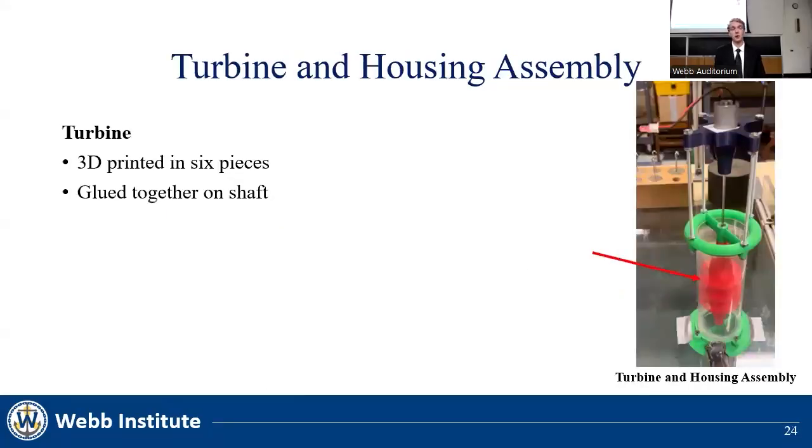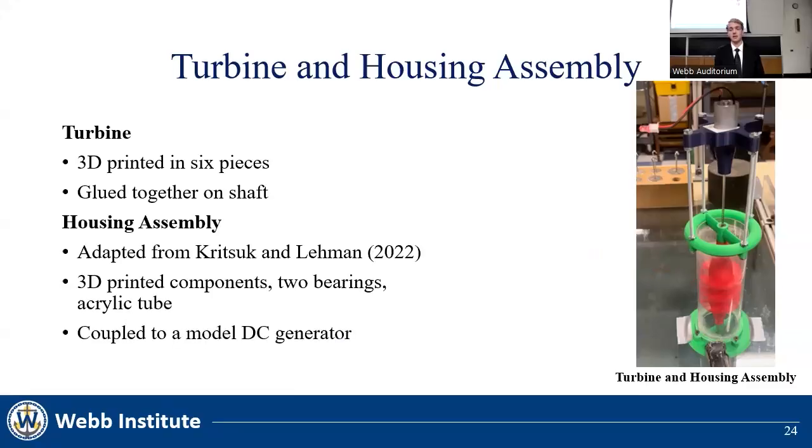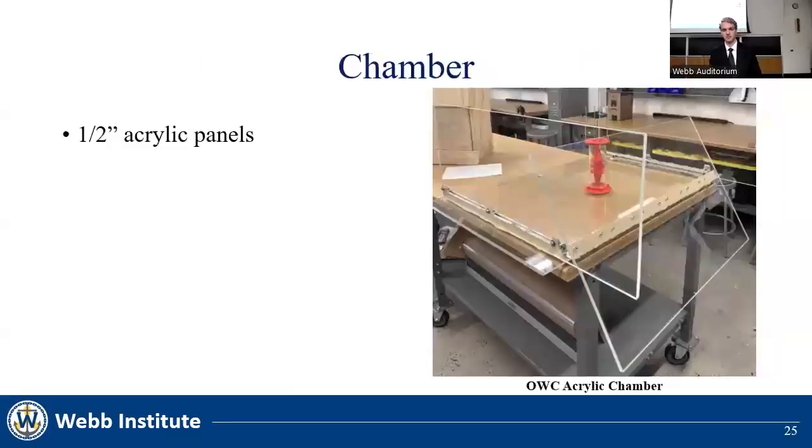The first step in our construction process was assembling the turbines. The turbines were 3D printed in 6 pieces and glued together while aligned on the output shaft. The housing and assembly was adapted from Kritzuk and Lehman's design and can be seen right here in front of Mark. The design consists of an acrylic tube, a 3D printed assembly, and two rolling element bearings to reduce friction. The turbine shaft is then coupled to the generator shaft to create electricity.